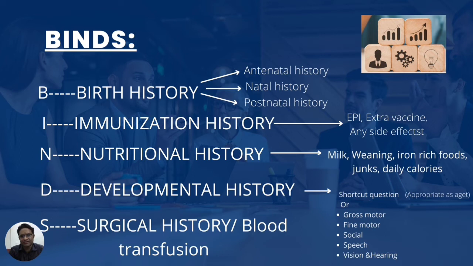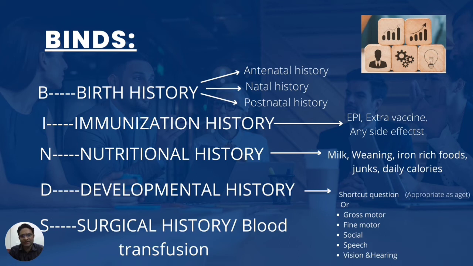or preterm, and what was the birth weight, any complication during delivery, and any need of oxygen or admission. In postnatal history, after delivery, any shortness of breath, jaundice or fits. In immunization history, has the course of EPI injections been given or not? If yes, then ask about the EPI card. If not, then ask about the reason. Ask about any extra vaccine given or any side effect of them.